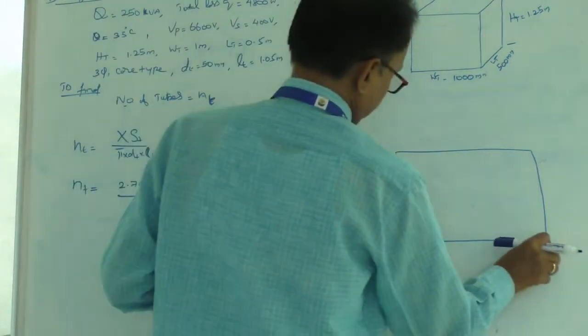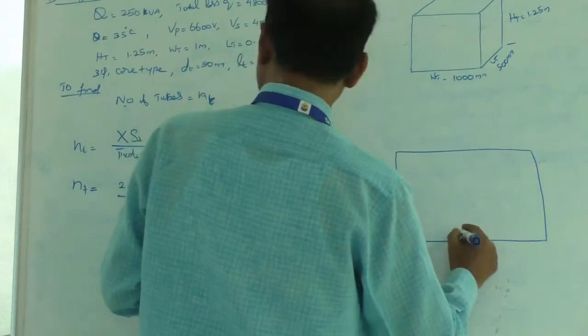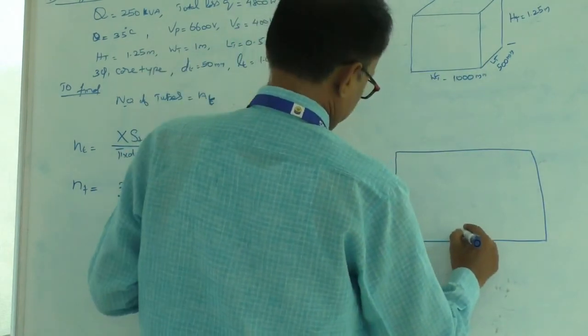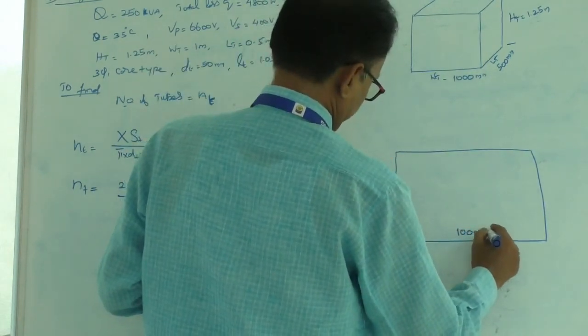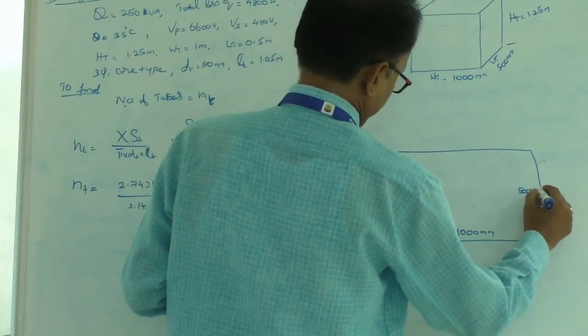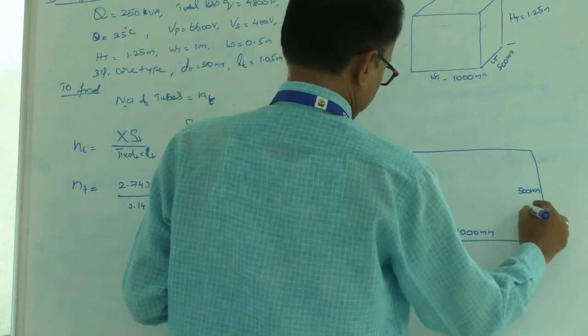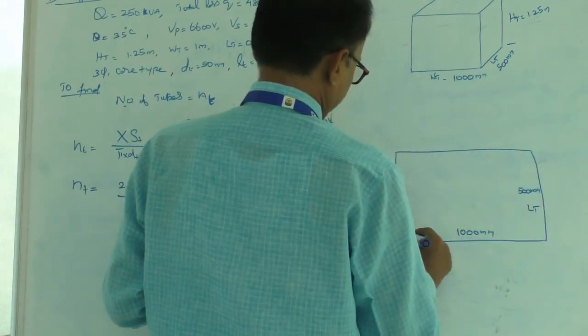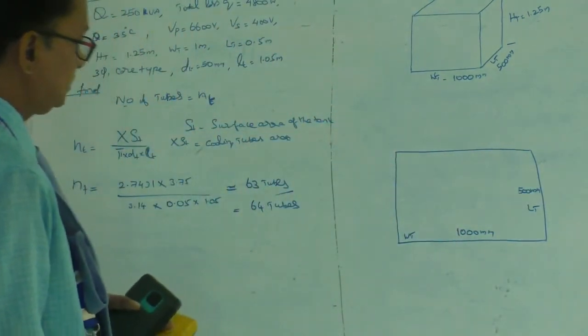The width of the cooling tube is exactly 1000 millimeter, and here it is 500 millimeter. This is the length of the tube and this is the width of the tube. Now you are going to place the cooling tubes.